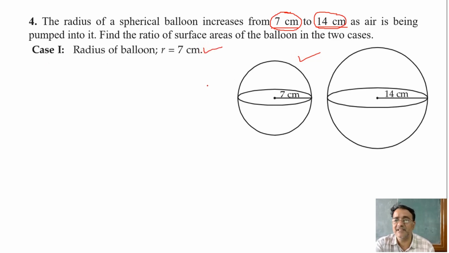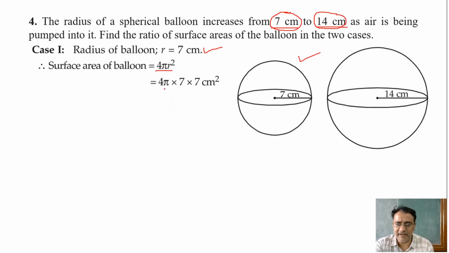Okay, so case 1: radius of balloon is 7 centimeter, and the surface area of balloon is in the form of a sphere. So what will be the surface area of balloon? 4 pi r square. Okay? Clear? Yes. Now substitute the value of pi and r. Wait, here we will not substitute the value of pi, because when we find the ratio, the pi will cancel. Okay? So we'll keep it in this form only.